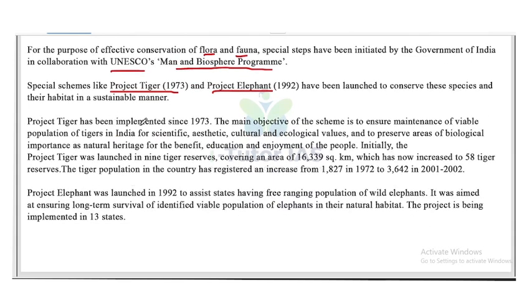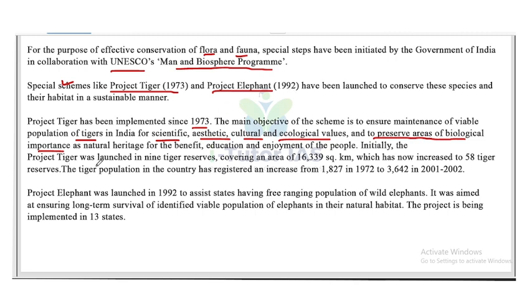Project Tiger has been implemented since 1973. The main objective of the scheme is to ensure maintenance of viable population of tigers in India for scientific, aesthetic, cultural and ecological values and to preserve areas of biological importance as natural heritage for the benefit, education and enjoyment of the people. Okay, so some of the special schemes are Project Tiger in 1973 and Project Elephant in 1992.